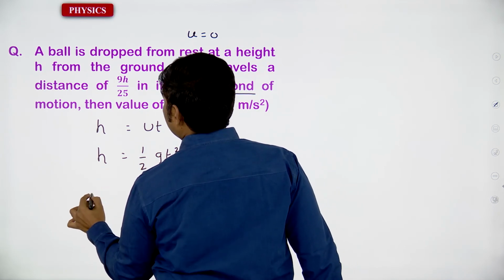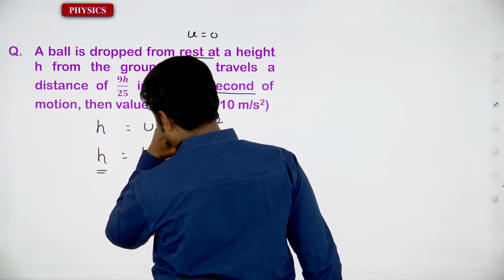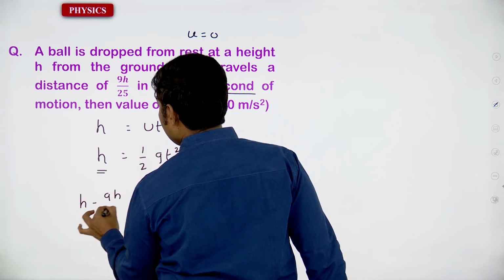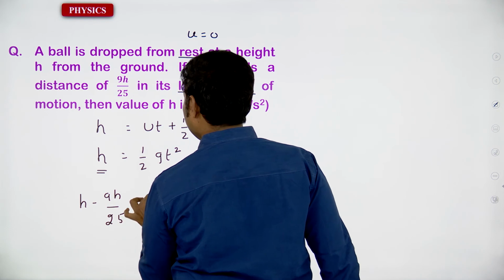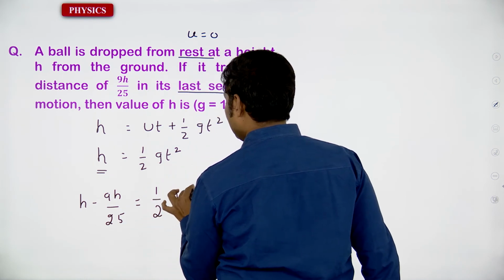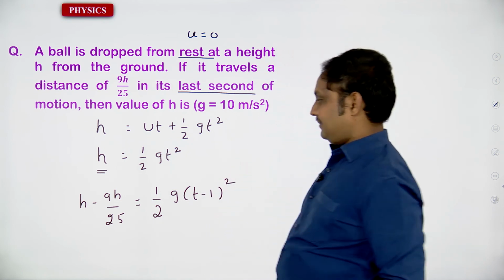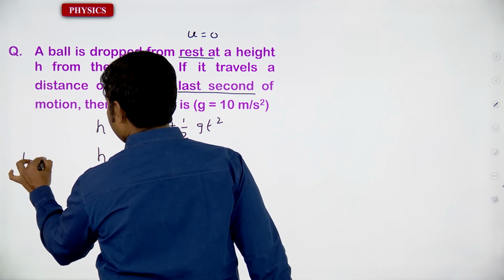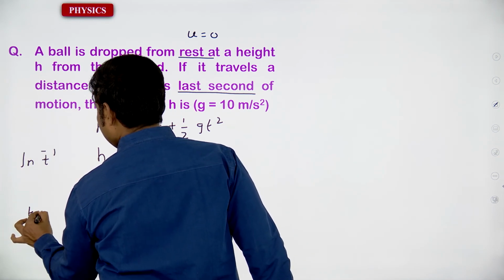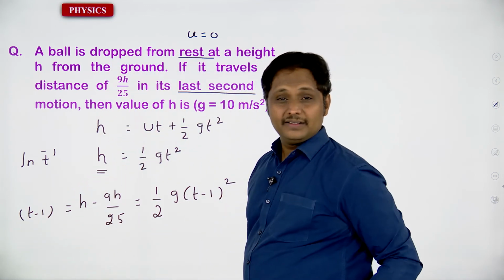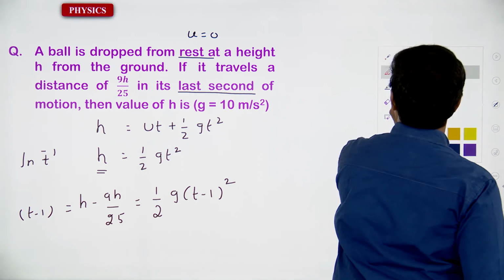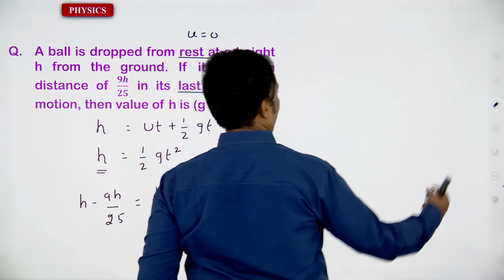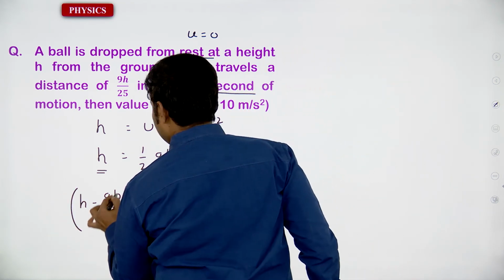Let it be covered that h minus 9h by 25 is the distance covered in (t minus 1) seconds. In t seconds, and in t minus 1 second, just you have to get that. It's very easy for you to solve the problem. You can easily find that out.